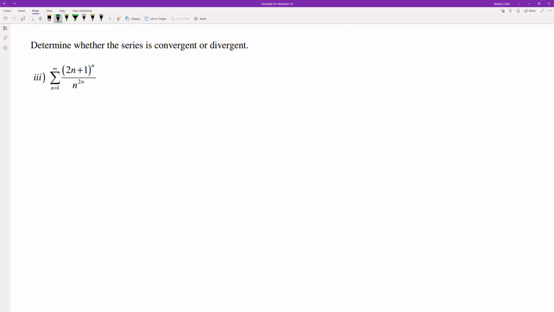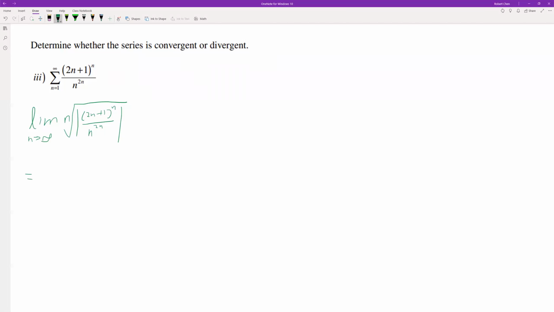All right, another example: determine whether the series is convergent or divergent by using the nth root test, the root test. So let's go ahead and do that. Limit as n approaches infinity of the nth root of the absolute value of (2n plus 1) to the nth power over n to the 2nth power.